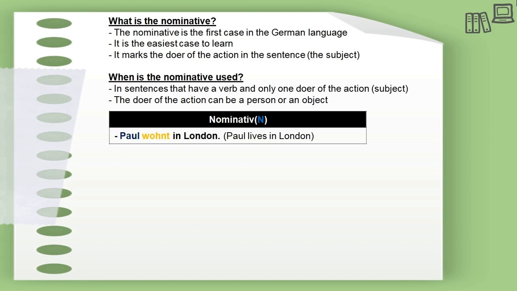For example, sentence in the nominative case: Paul wohnt in London. Paul lives in London. Paul is the doer of the action. Das ist ein Bus. That is a bus.